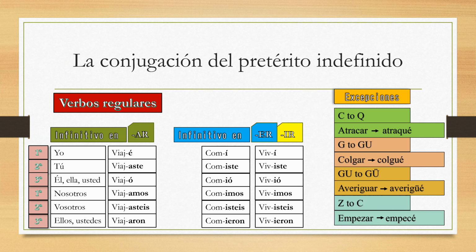Zeta to c will be one of our most used verbs, empezar, to begin, that needs to be changed for the spelling so that I can keep that za, ce, ci, zo, zu sound. Yo empecé.